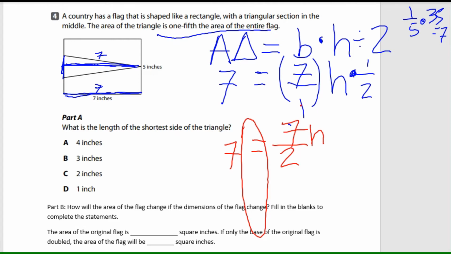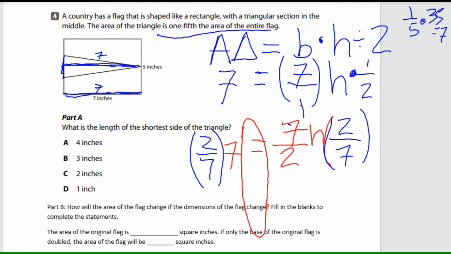So to undo a fraction, we need to multiply by its reciprocal. And what is the reciprocal of 7 over 2? 2 over 7. So I'm going to multiply both sides by the reciprocal. So since I multiply that side by 2 over 7, what do I need to do now? Multiply the other side by 2 over 7. Then that cancels out. 2 over 7 cancels out with 7 over 2 because they're reciprocals.